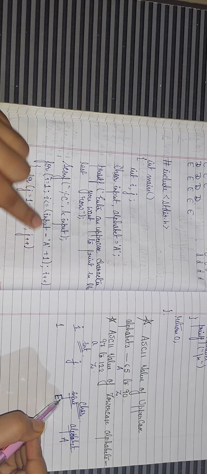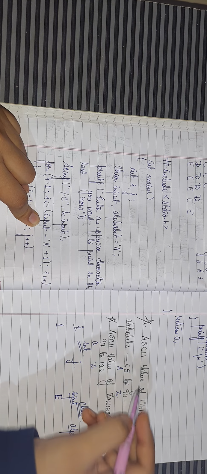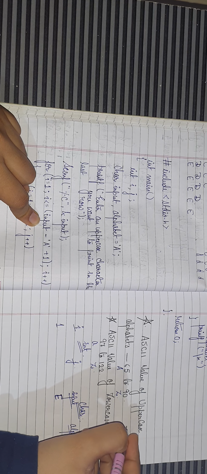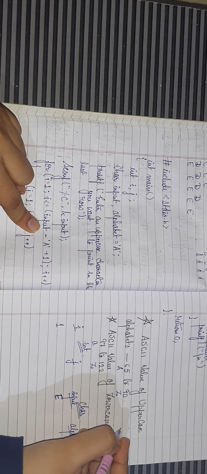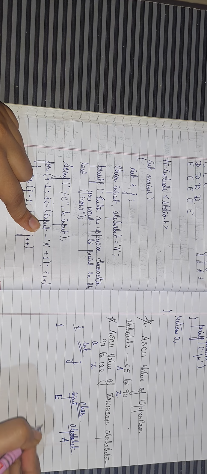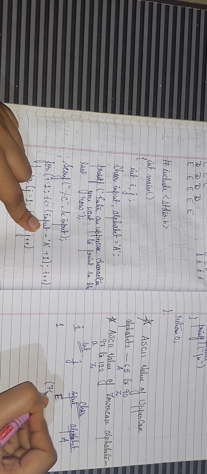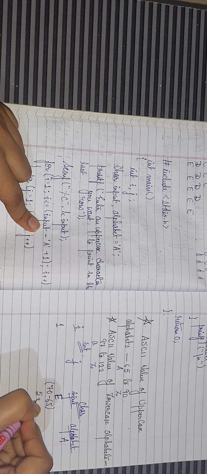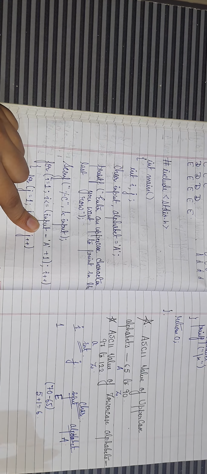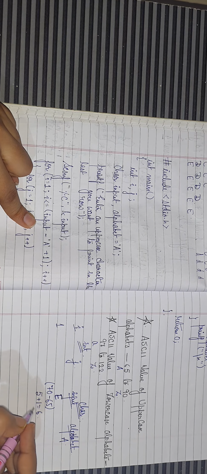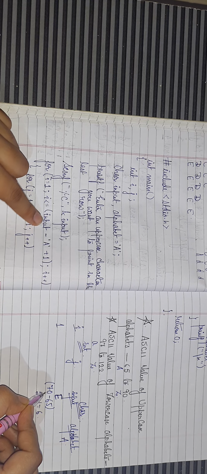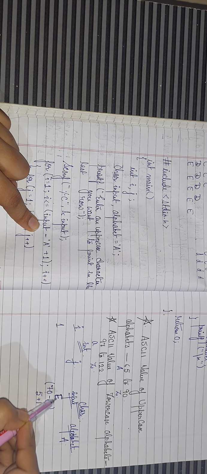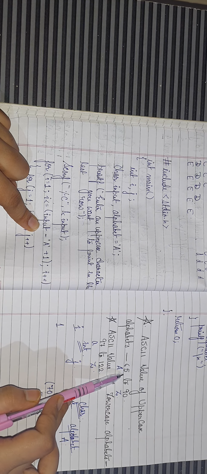So E minus A. What is the value of E? Of course, the E value will be 70, right? So the E value is 70 minus 65, which is 5, plus 1, that is equal to 6. So in the first case it is 6. Why 70 here? Because input is E. What is the ASCII value of E?